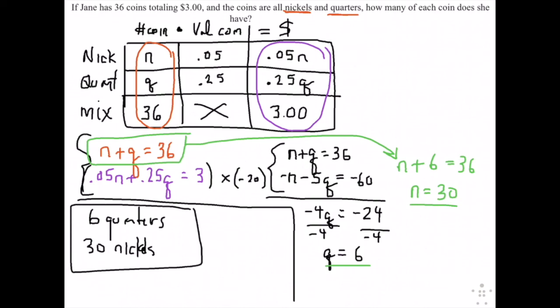Again, treat coin problems as mixture problems. Your equations come down the left and right columns, and you can treat it exactly like a mixture problem.